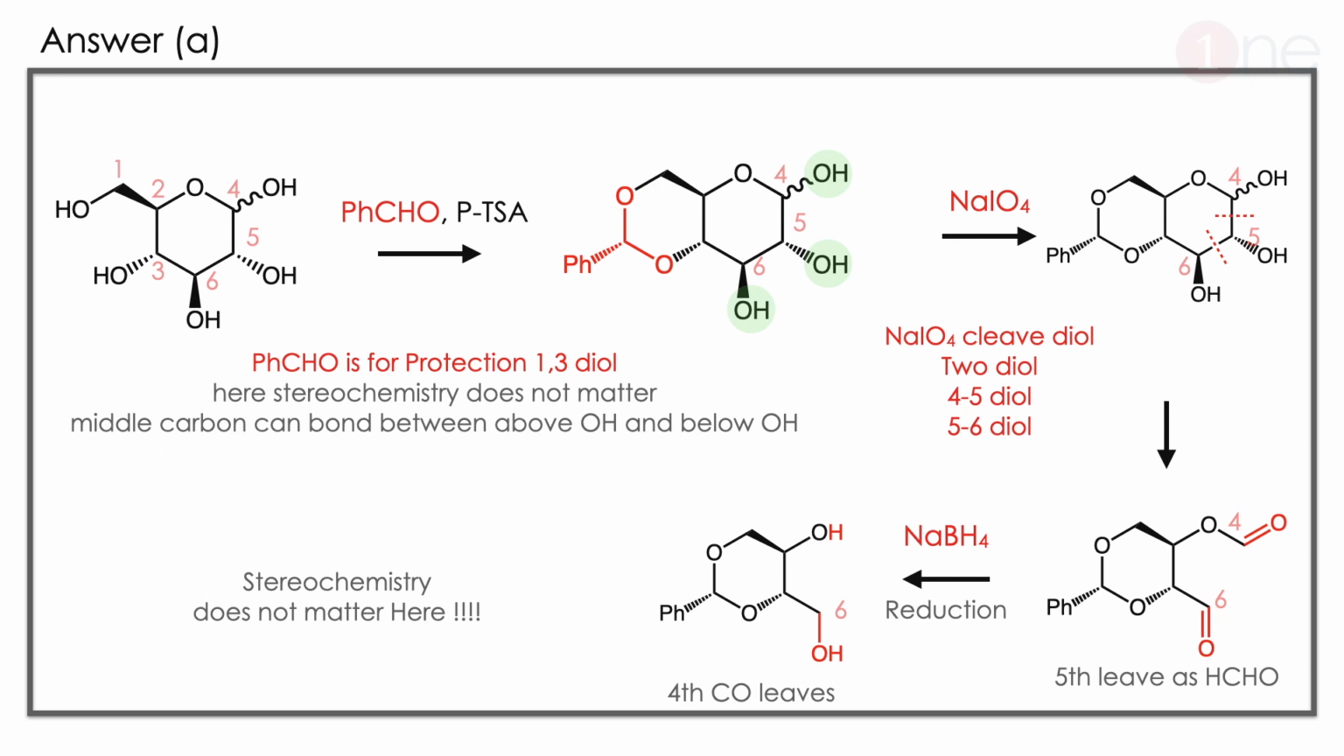Then you are using sodium iodide. Sodium iodide cleaves the diol to form a ketone. Here 3 OH groups are there. So the ring is cleaved in such a way that 3 ketones are formed. So the 5th carbon leaves as HCHO and 4 and 6 become a diketone there. So one becomes like an ester, another is a ketone.